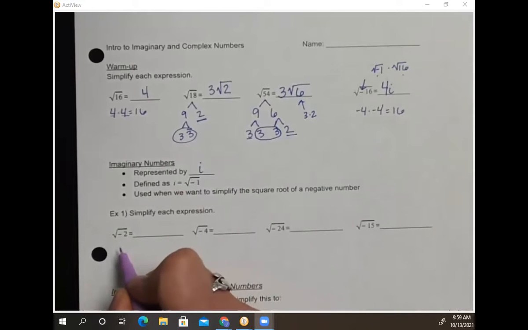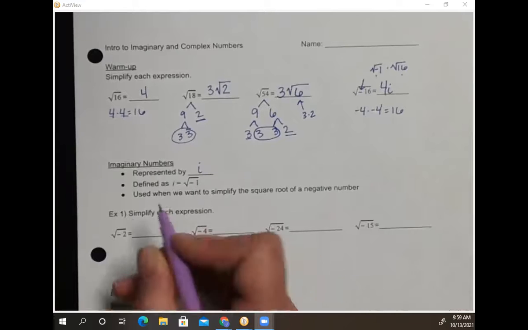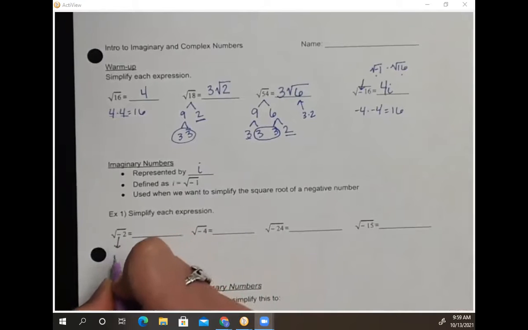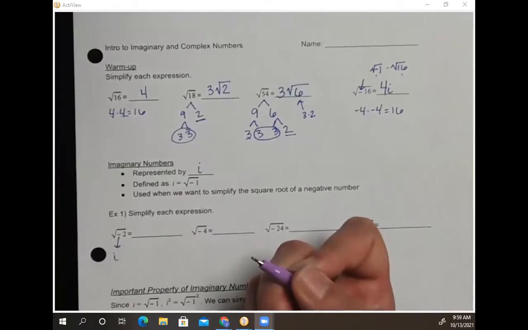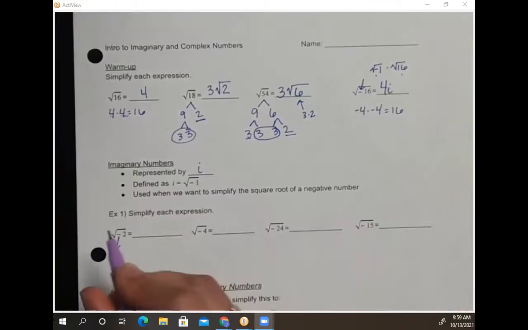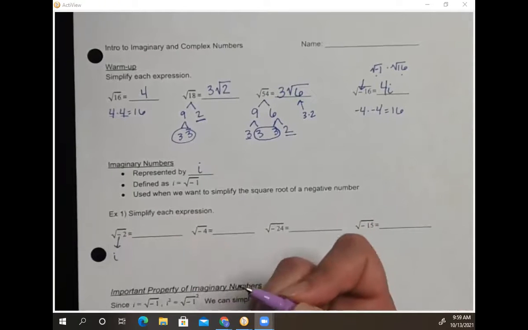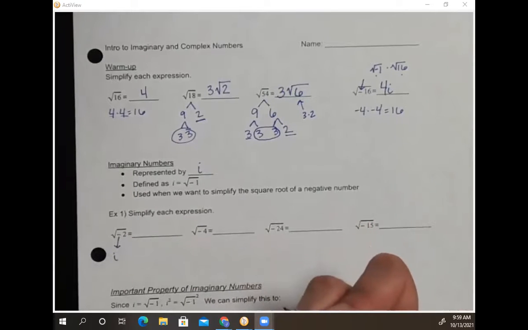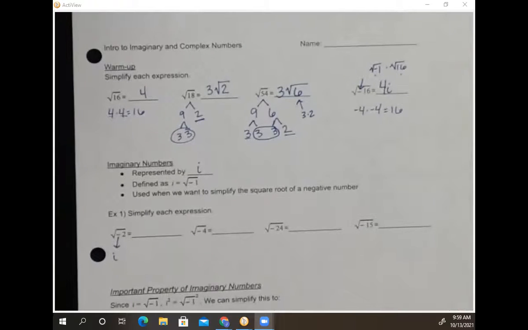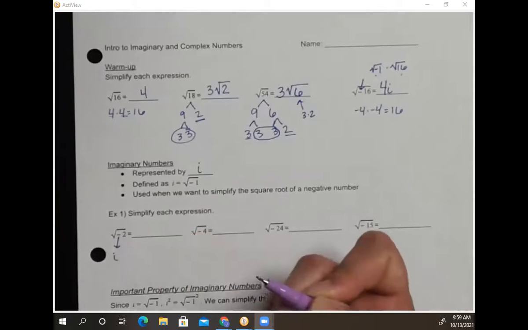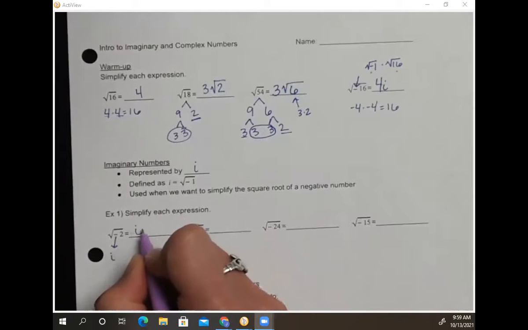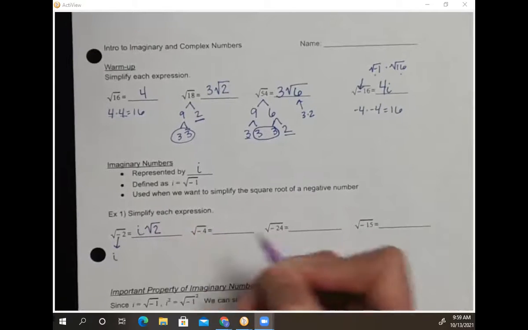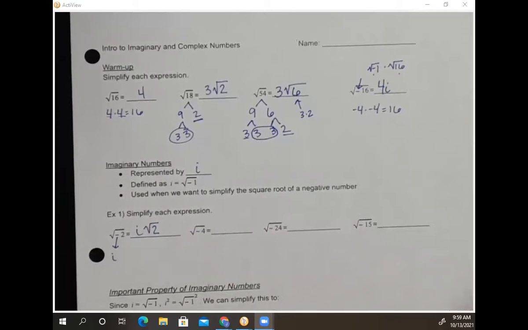So if I hop down to example 1 here, I've got the square root of negative 2. Since I'm taking the square root of a negative, I know it's got to be imaginary. I know it's going to be an i. And then let's think about the square root of 2. Can I simplify that at all? No, 2 is prime, right? Its only factors are 1 and itself. So I can't actually simplify the square root of 2 anymore. So this would just be i root 2. That's the only simplifying I can do.